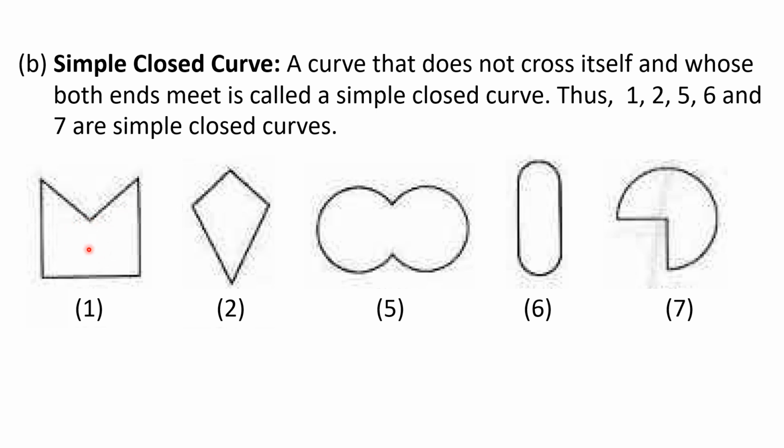Then it would have been known as a simple open curve, because in none of these figures there is any loose open end. So all these curves which were in the first category, simple curves, they are also simple closed curves because the ends are meeting. Thus 1, 2, 5, 6 and 7 are simple closed curves.